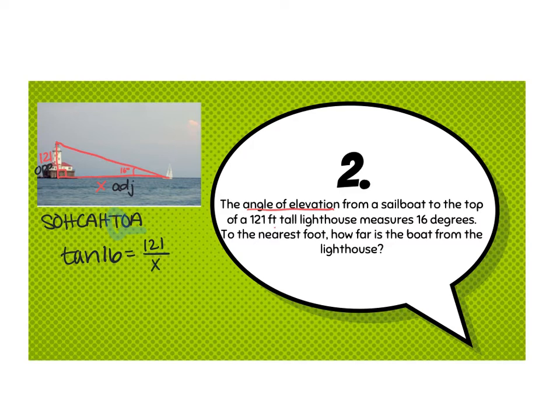Now we need to solve for x, so first we need to clear our fractions. Multiply by x on both sides. We get x times tangent of 16 equals 121. Now to get x all by itself, we're going to divide both sides by tangent to get x equals 121 divided by tangent of 16.